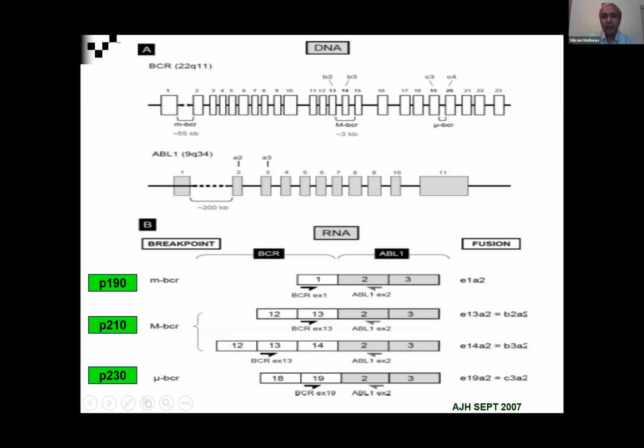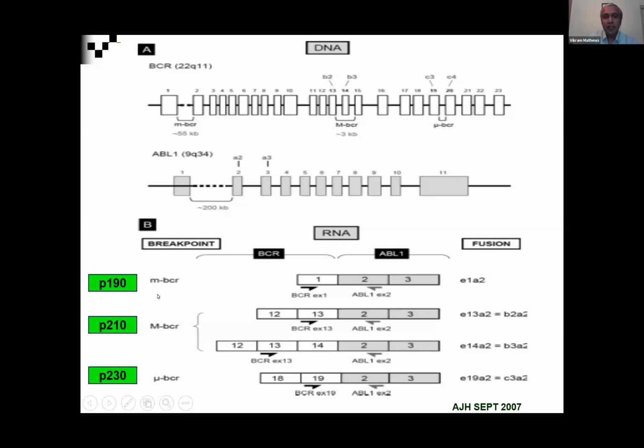While the B3A2 and B2A2, the previous terminologies, essentially refers to breaks over here, where this portion of the BCR starting from exon 3 is represented, and A2 goes and joins over there. And similarly, you have E13A2 and E14A2. If the breakpoint is here, you have up to exon 19 of BCR, and A2 coming and fusing over here.